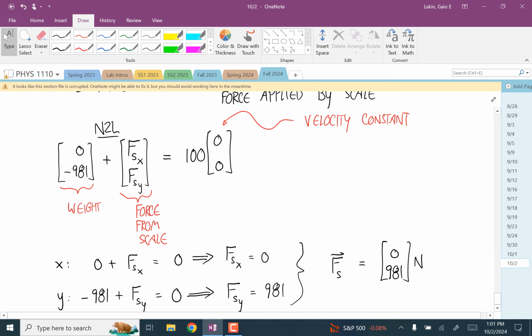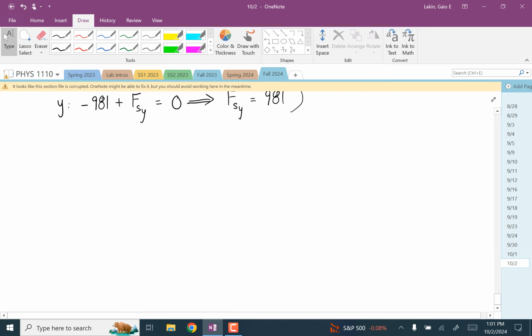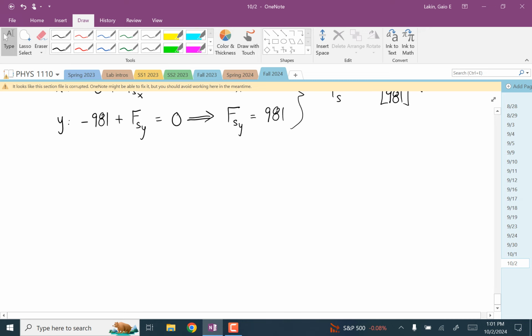Okay, let's do one calculation of what happens if the person is accelerating. So let's imagine, for another example, that a person has the scale on an elevator, okay?